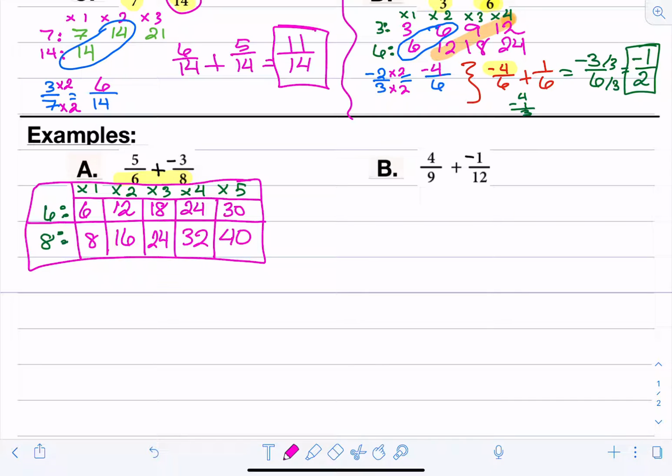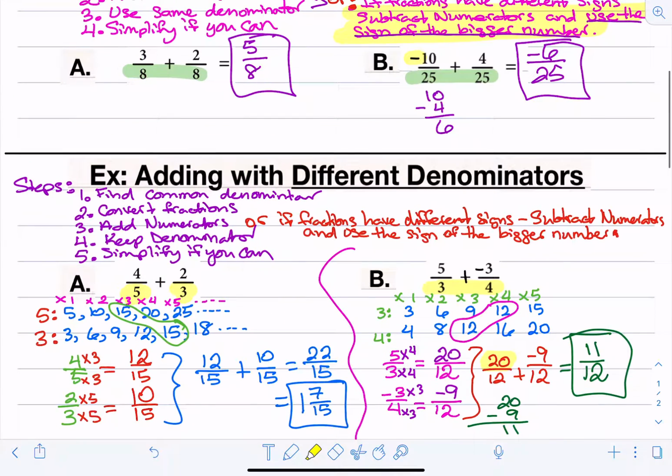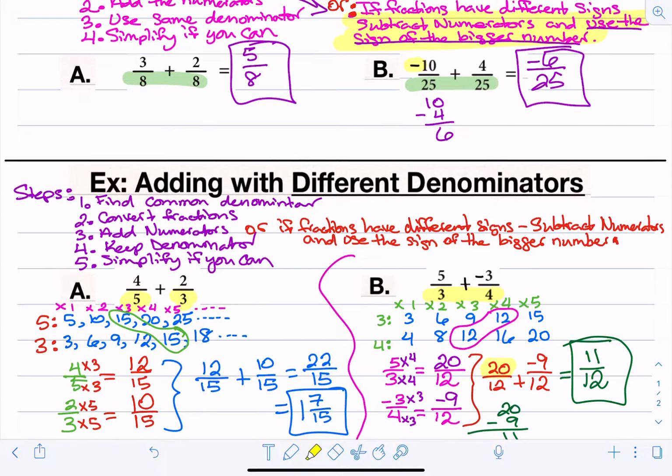So now I have to look and see, do I have any numbers that are the same for both? And we need the smallest one. Well, 8 doesn't go into 6, 8 doesn't go into 12, 8 doesn't go into 18, but 8 does go into 24. So 24 is our least common multiple. Okay, now I can move on to step 2, convert the fractions.